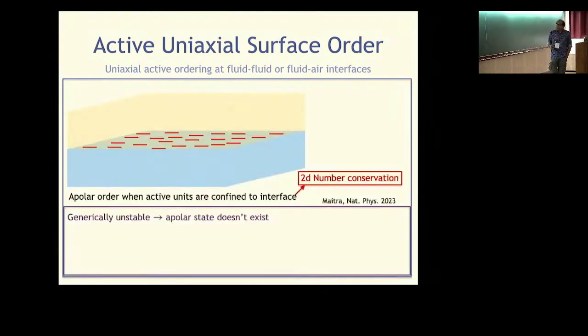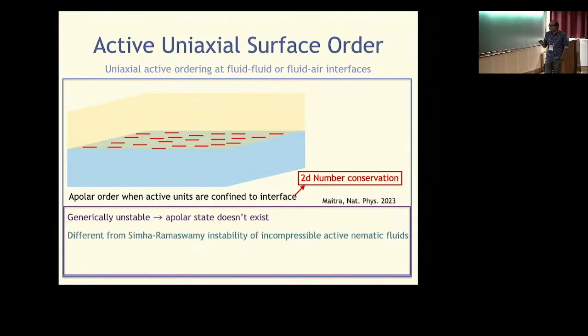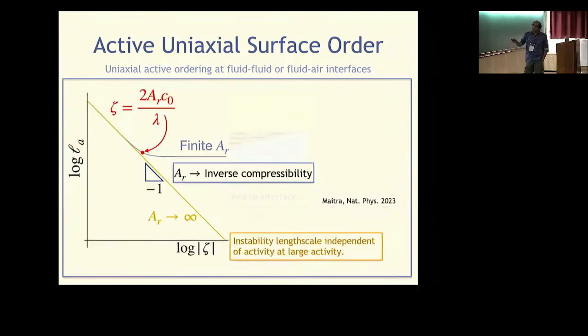Right. Okay. So now I'll tell you why I was mentioning that you need particle exchange. Because if you have a state in which you force the active particles to lie at the interface, so the number of active particles at the interface is conserved, then nematic order is generically unstable. There is no nematic state. The instability is different in detail, not really in any much of a qualitative sense, from the instability of incompressible active nematic fluids. And the difference is the following. If you had an incompressible active nematic fluid, then the instability length scale would go down with the activity.